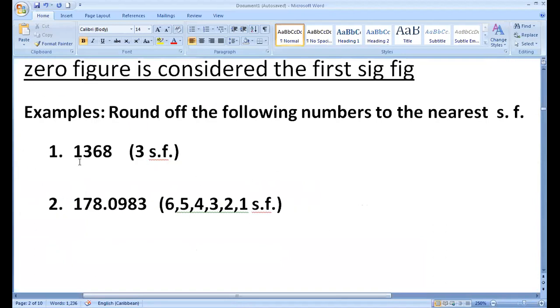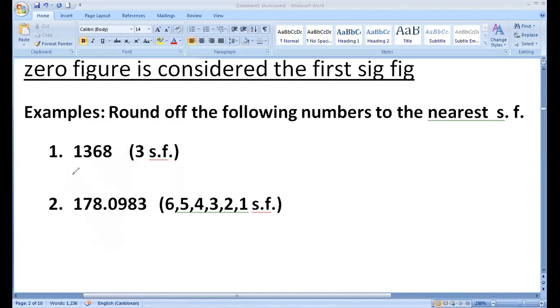So number 1 is saying round off 1,368 to 3 significant figures. All right, that's what it's saying. Now, how do we do this? When we're rounding off to the nearest decimal place, we start at the decimal point. But we're not going to start at the decimal point. Well, there's no decimal point here. But even if it has a decimal point, we wouldn't start at the decimal point. So we start at the first significant figure.